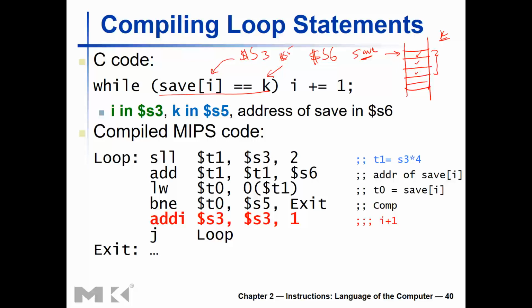Now, if I want to explain what I want to do in C, it will be while save I equals K, increment I. This will keep incrementing until I find the very first instance where save I does not equal K. Then I will exit the loop. Notice here that what I'm going to do first is multiply the I by 4. Oh, but this is a shift left. Yes, because shift left is equivalent to multiplication.